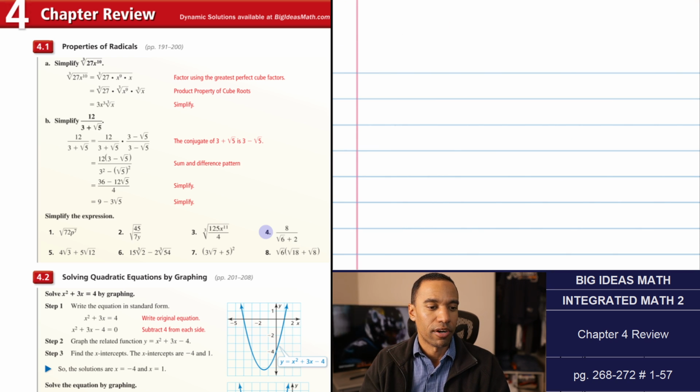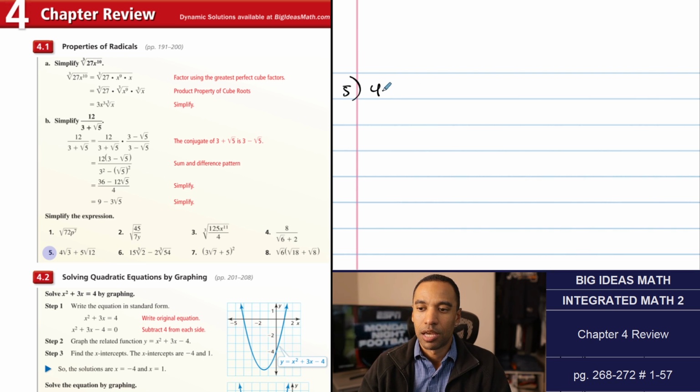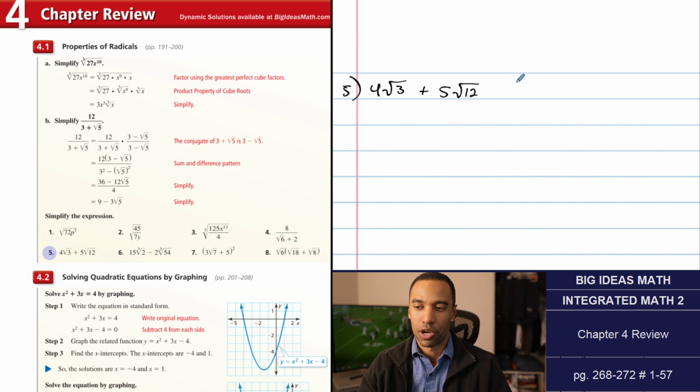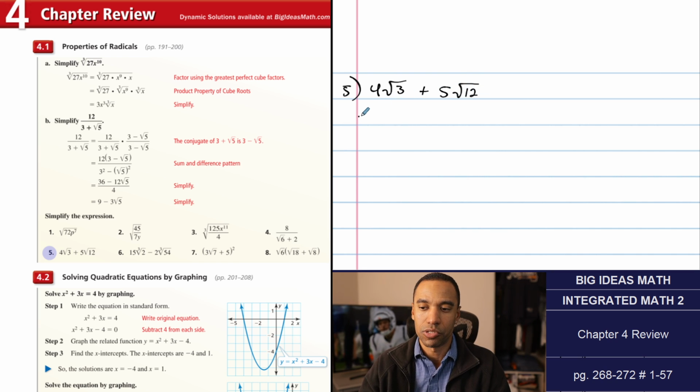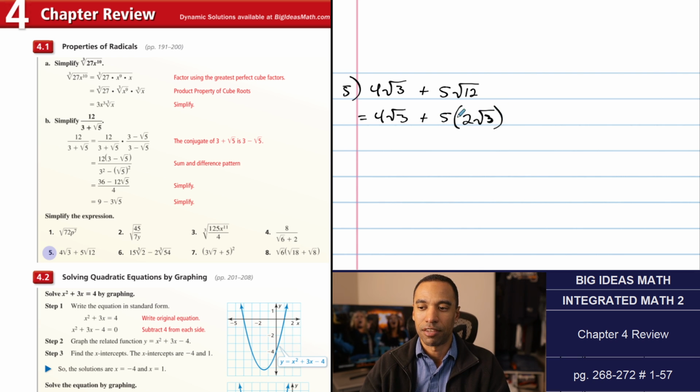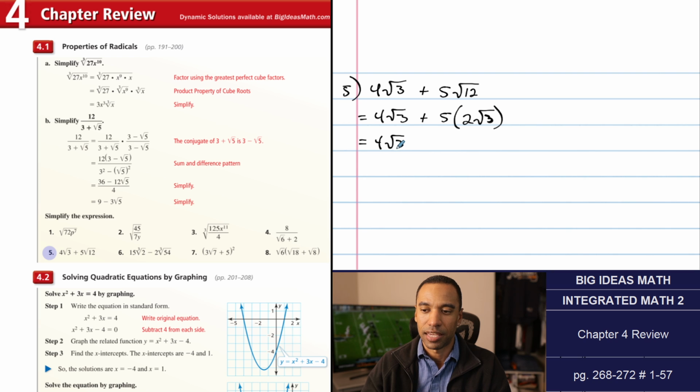Okay, let's go to number 5. Now, number 5 is of a different breed, no fraction. However, you are trying to combine like terms, but you can't combine these as long as there's no common factor that exists in both of these. But if you could simplify one of the radicals, like that root 12 is also root 4 times root 3, or 2 root 3. And what you end up having, 5 times 2 is 10, what you end up having here are now like terms after having simplified the radical.